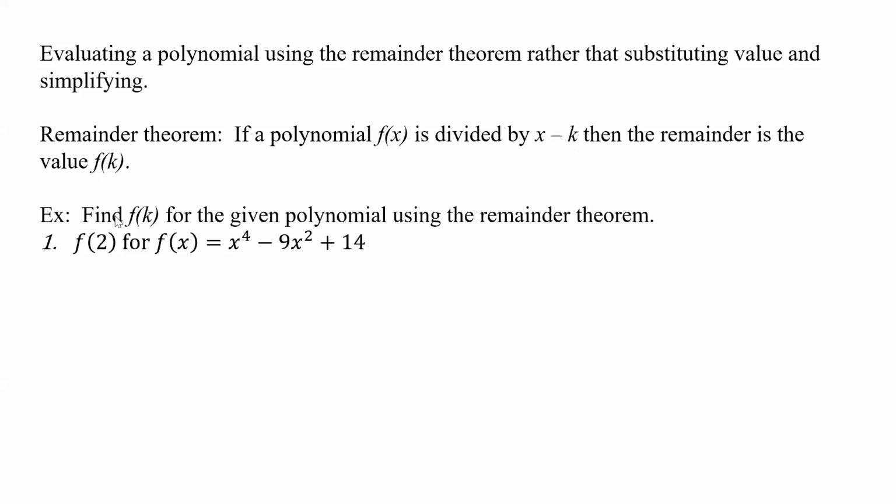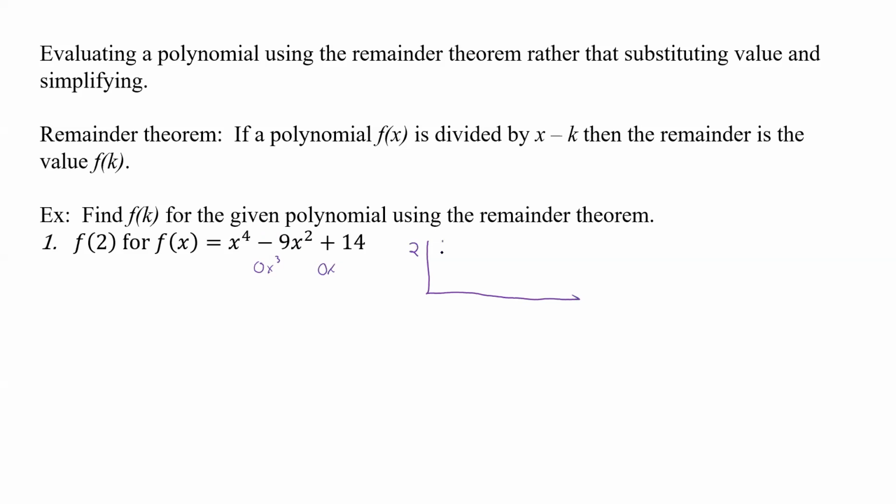So we're finding f of k for any given polynomial using the remainder theorem. If we want f of 2 for this exact polynomial, all we're going to do is synthetic division. And if I turn my pen around the other way, I'll get it. We're just going to take 2 and do synthetic division. Notice we don't have an x cubed term, so there's going to be a 0x to the third, and there's not an x term, so there's going to be a 0x.